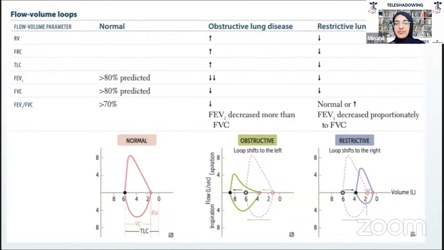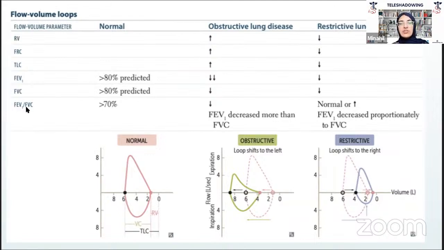FEV1, with a smaller subscript 1 here, stands for forced expiratory volume in 1 second. This is the volume of air that can be forcefully exhaled in 1 second. And FVC is the forced vital capacity, which is the total volume of air that can be exhaled forcefully after a full inhalation.